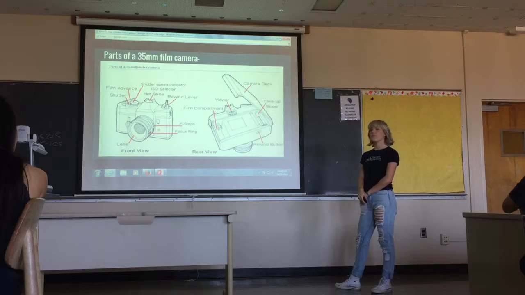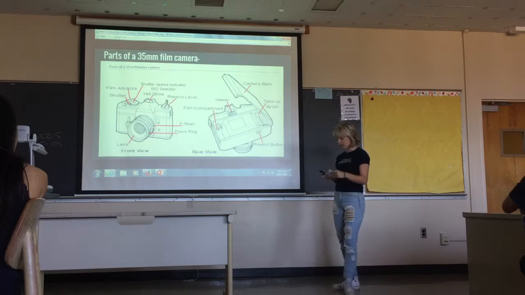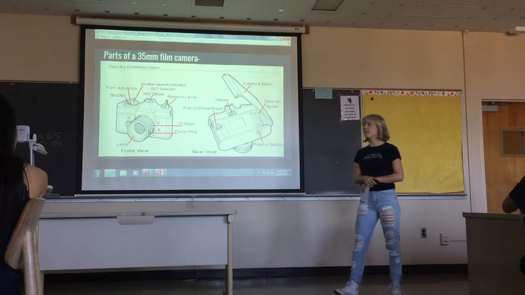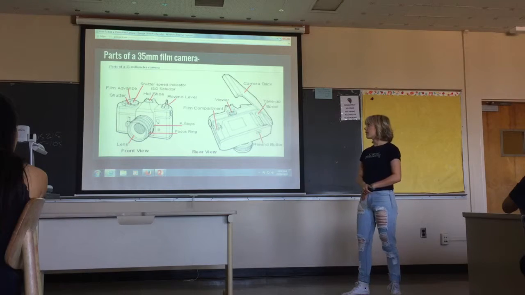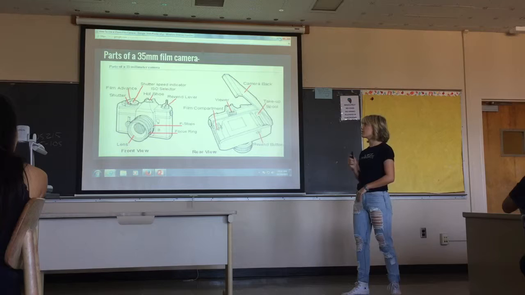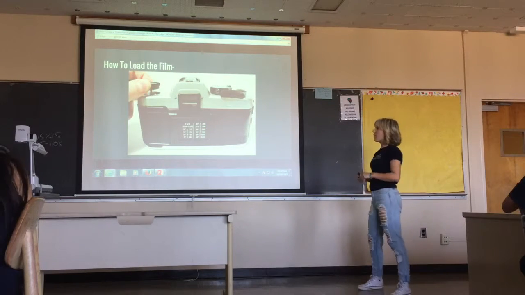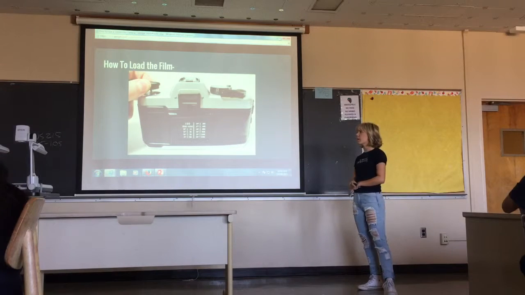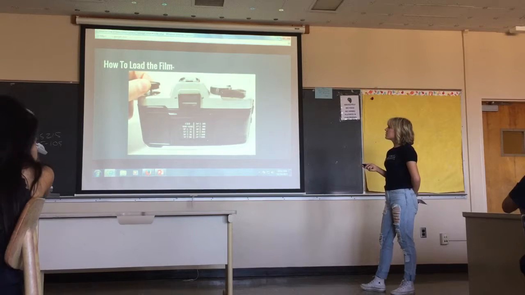So what a film camera is, as defined by Christopher Grant in his magazine article titled Point and Shoot Film Cameras, he defines a film camera as a camera that uses photogenic film that exposes it to light in order to capture a picture. So now that I talked about what a film camera is and the different parts of the film camera, I'm going to explain how to load the film. So this is the camera and this is your rewind knob.